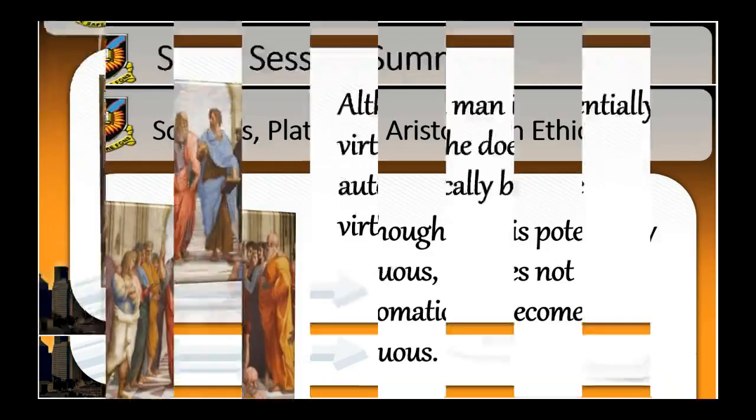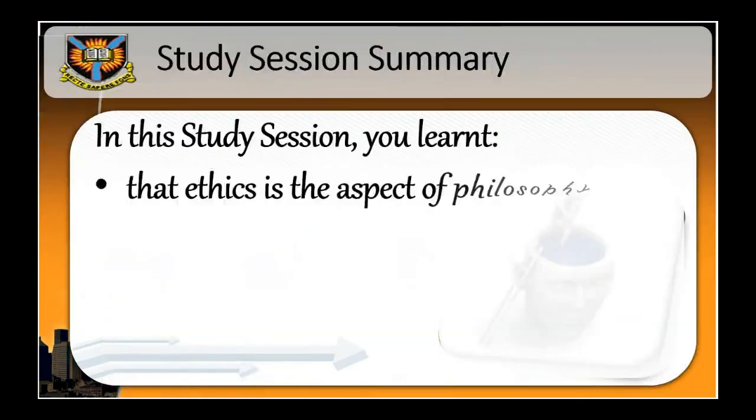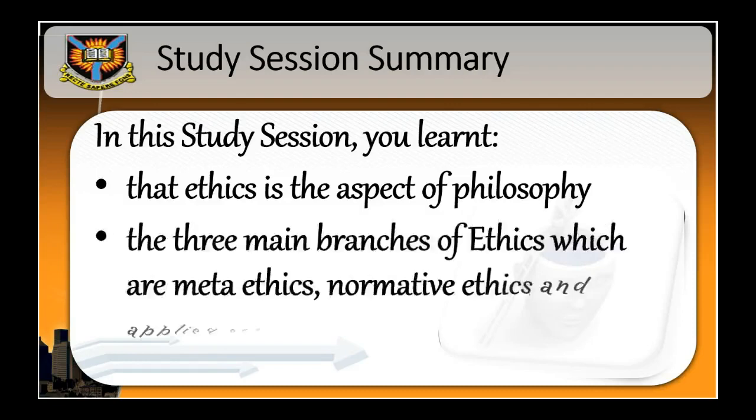Study session summary. In this study session, you learned that ethics is the aspect of philosophy which studies morality. It attempts to mull over the reason behind the actions we consider morally good and reasons why we hold some actions to be morally bad. Ethics does this by making use of the methods of inquiry which are employed in philosophy. We noted the three main branches of ethics, which are metaethics, normative ethics, and applied ethics.